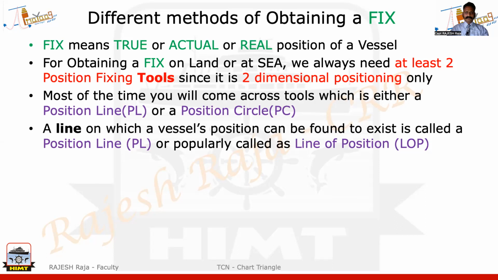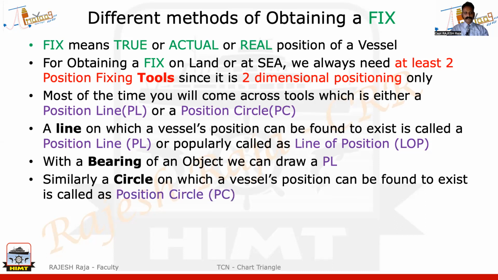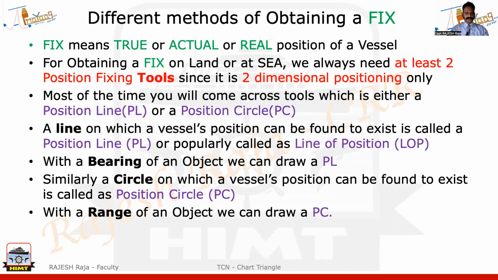So what is the method to get a position line? The easiest method is a bearing. So when you measure a bearing from you to any object, you are basically measuring a position line. Similarly, what is a position circle? Position circle is nothing but any circle drawn, and you can find your vessel's position along the circumference of that circle. That is what is your position circle. How can you get a PC? You can get a PC by a simple range of any object, because all ranges are position circles.